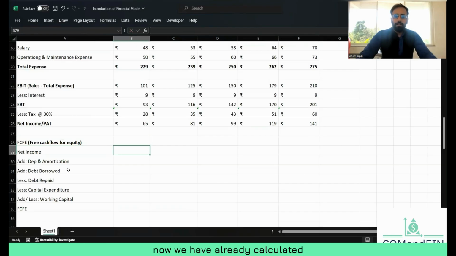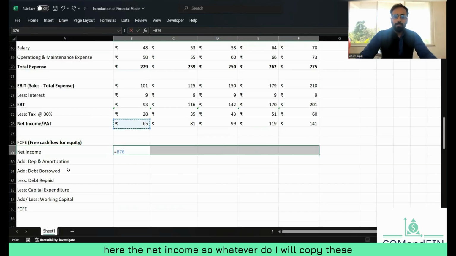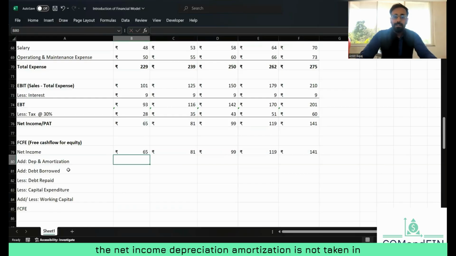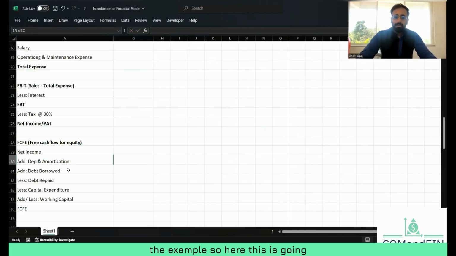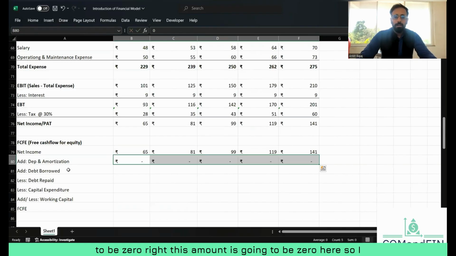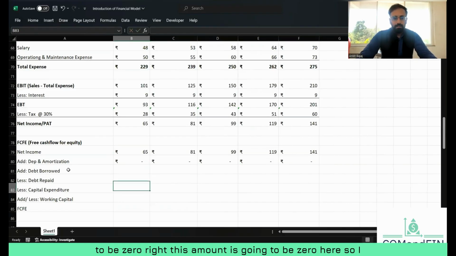Now we have already calculated the net income, so I will copy these values from here, right? This is the net income. Depreciation and amortization is not taken in the example, so this amount is going to be zero here. So I will take zero.